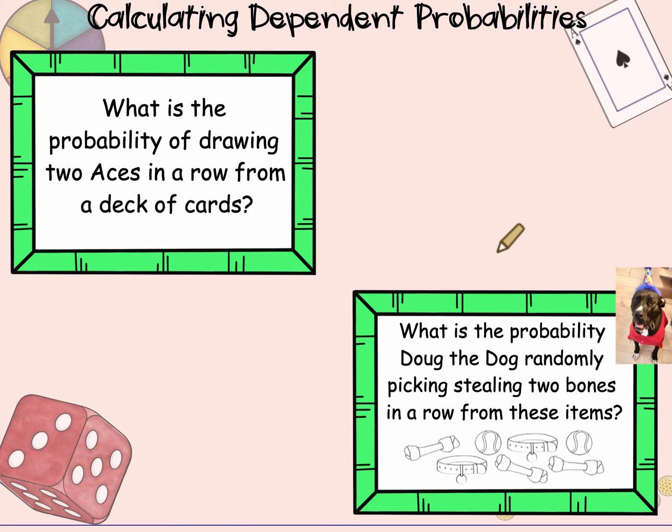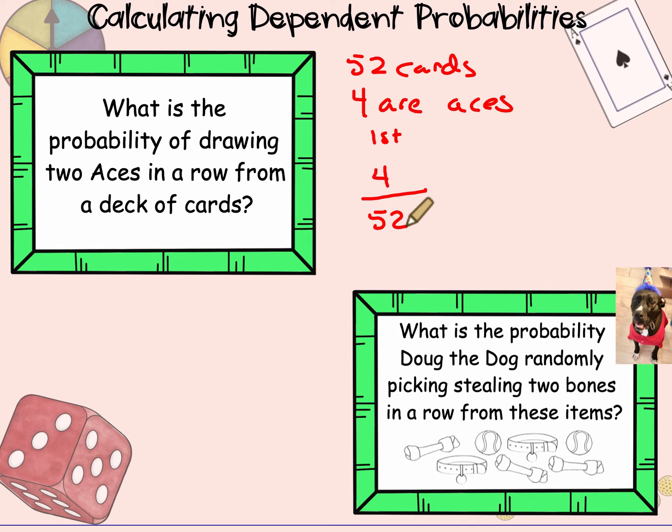Okay, so let's go ahead and calculate dependent probabilities. So if we were asked to figure out what's the probability of drawing 2 aces in a row from a deck of cards, well, first we got to remember there's 52 cards in a deck, and 4 are aces. So let's think about the first card. For the first time we choose a card, we have 4 aces in the deck out of 52 cards. The second time that we choose the card, we're now going to make our second choice.